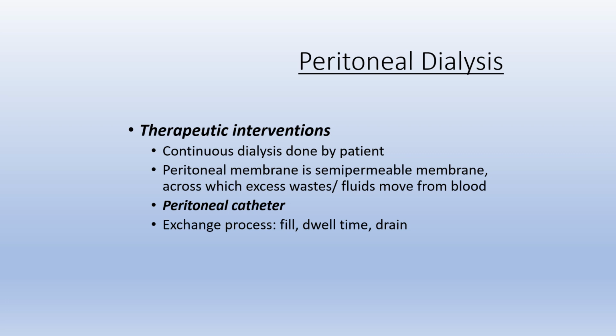The exchange process has the filling process, the dwell time, and the draining. The fill step involves instilling sterile dialyzing solution, which is called dialysate, into the patient's peritoneal cavity through the catheter. The amount of solution is individualized by body weight. The solution is left to dwell in the abdomen for several hours, allowing time for the waste products from the blood to pass through the peritoneal membrane into the dialysate solution. The solution is then drained out of the body and discarded.